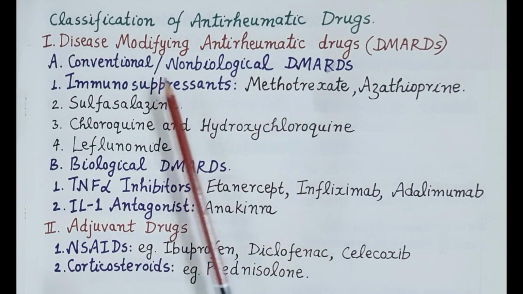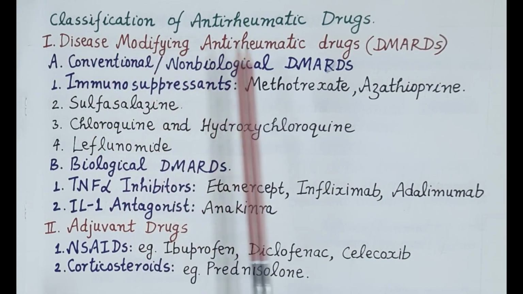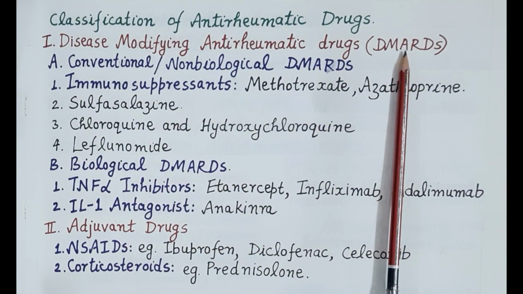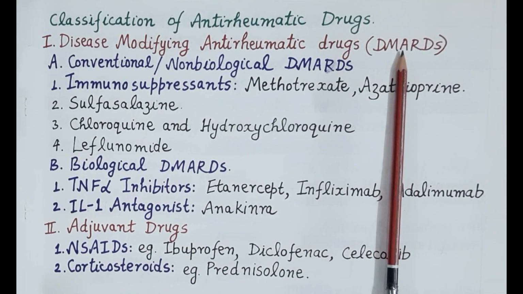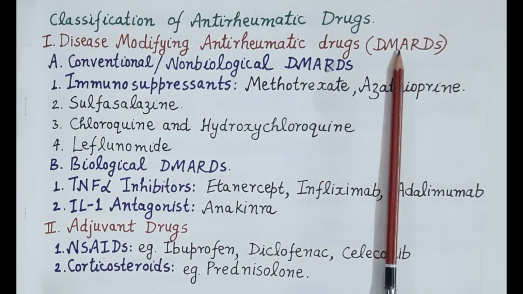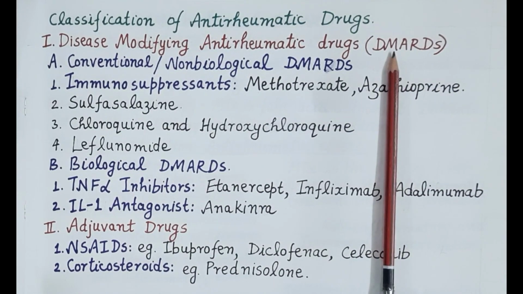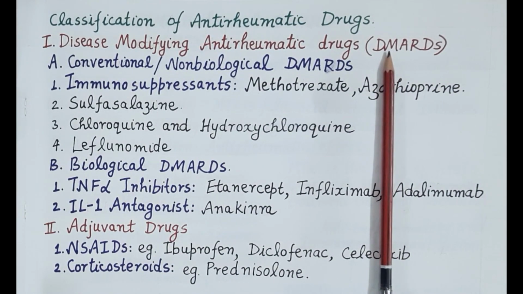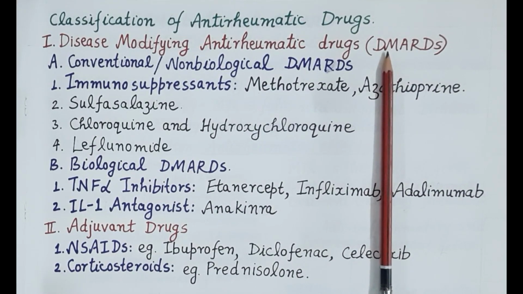Now the first and the most important class of drugs used for the treatment of rheumatoid arthritis are disease modifying anti-rheumatic drugs or DMARDs. Now DMARDs interfere with the inflammatory process causing rheumatoid arthritis, and unlike other drugs, DMARDs produce remission. Remission is a retardation or complete prevention of disease. So DMARDs prevent progression of rheumatoid arthritis, which is not seen with other categories of drugs.